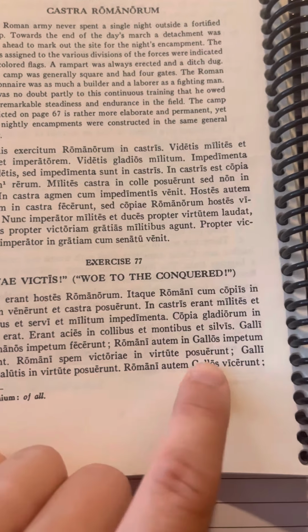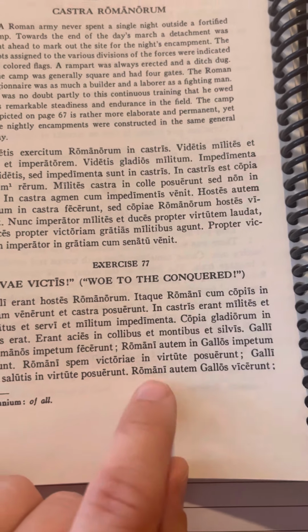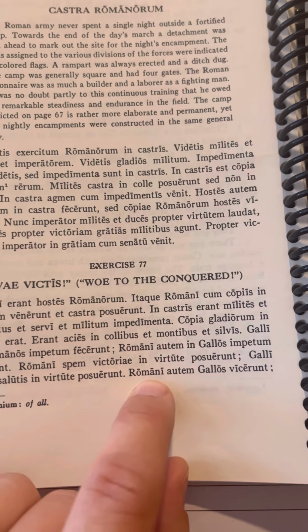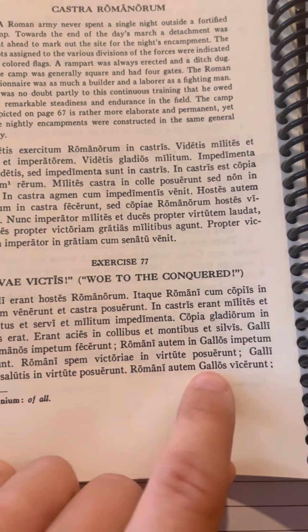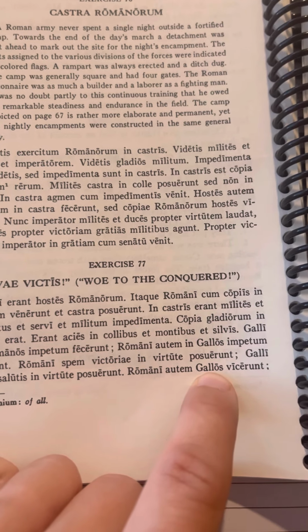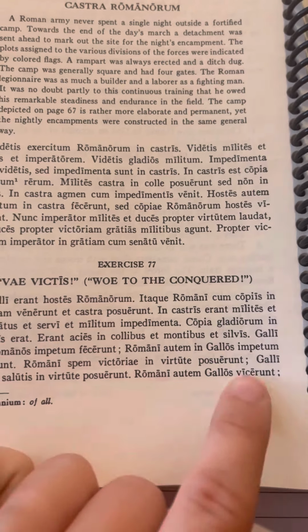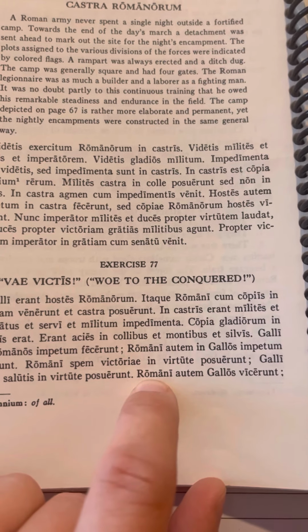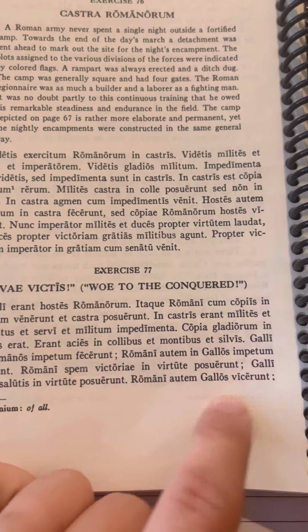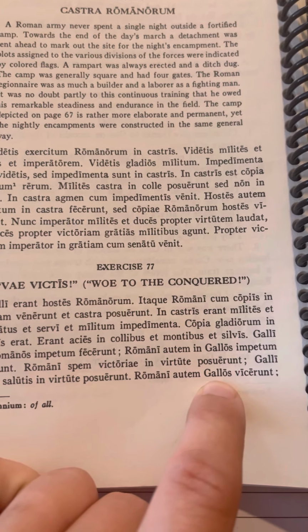Again, we know it's not the Gauls conquered the Romans, because Romans is what's in the nominative, so they're our subject, and the Gauls are in the accusative. That's our direct object. Those endings give you a clue of who conquered who. The Romans, our subject, conquered our direct objects, the Gauls.